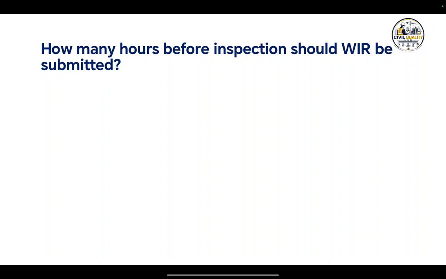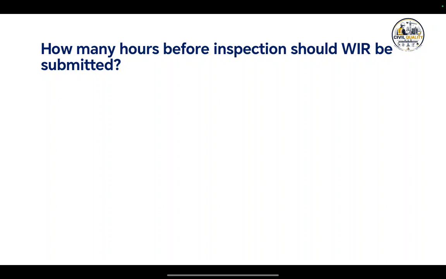Clause number 8.5.1, that means control of production and service provision. And clause number 8.6, release of products and services. That means no approval means no release, and no release means no next activity. And one more clause which we can relate is clause number 7.5, documented information. That means an approved WIR becomes documented evidence, which is very important.